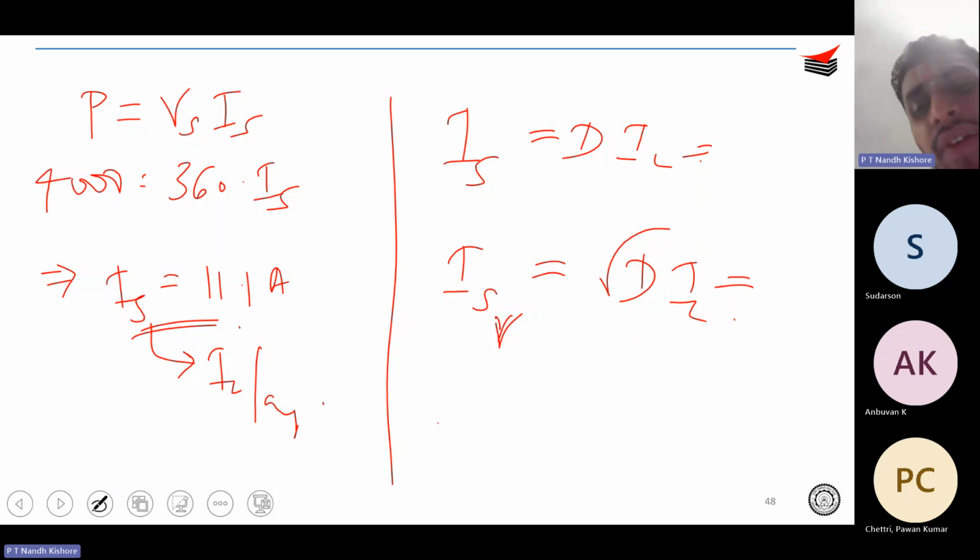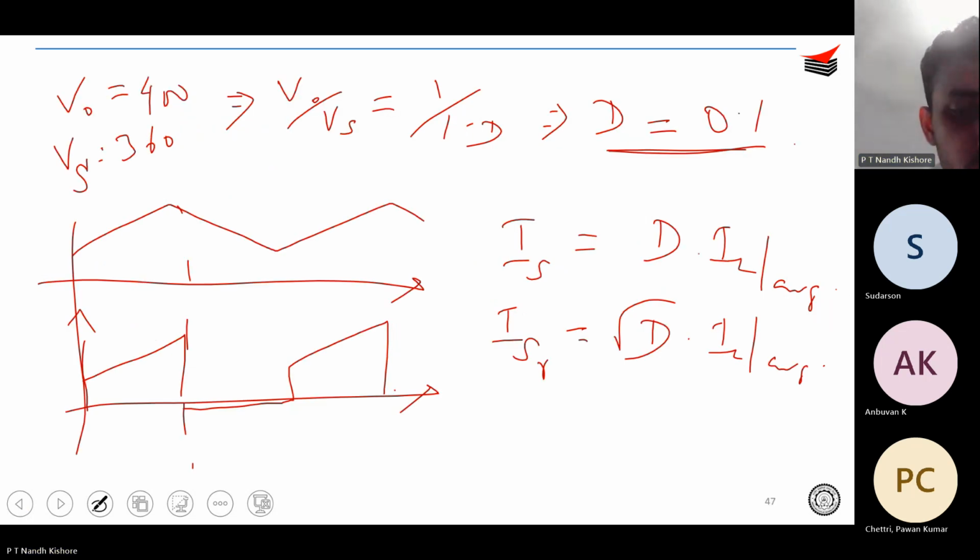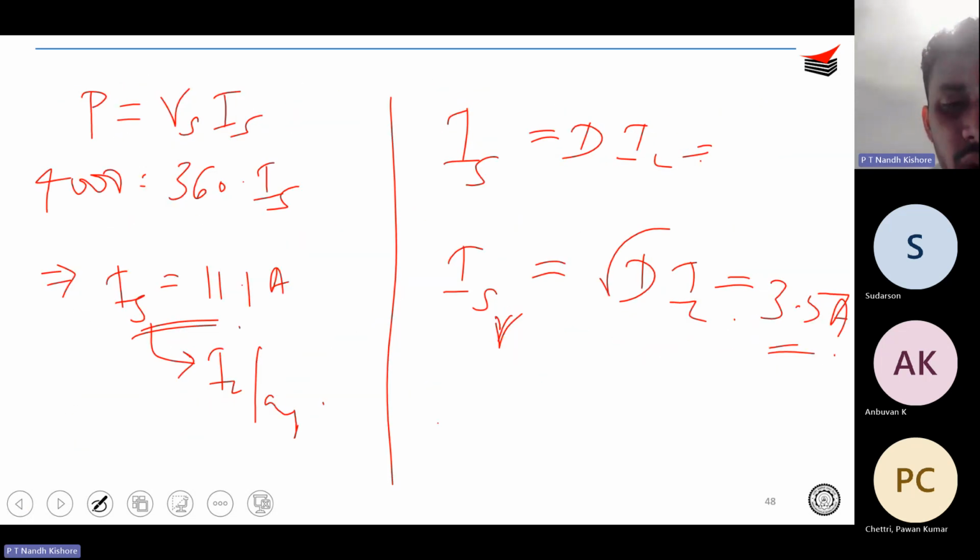I will give this as homework. This turns out to be 3.5 amperes. This you can compute, right? Like 0.1 into I average. So 1.11 amperes.